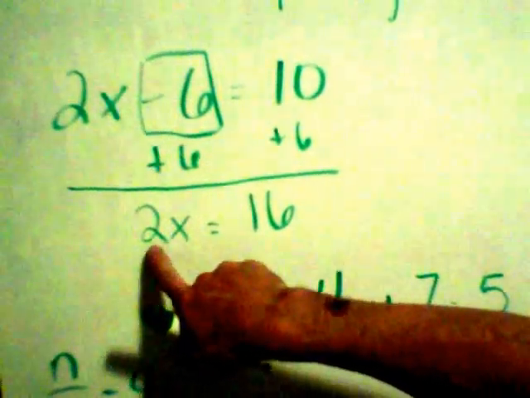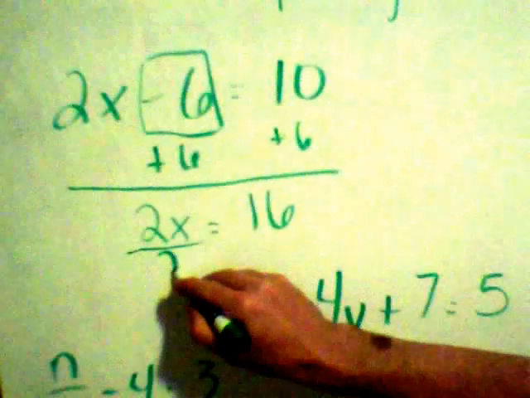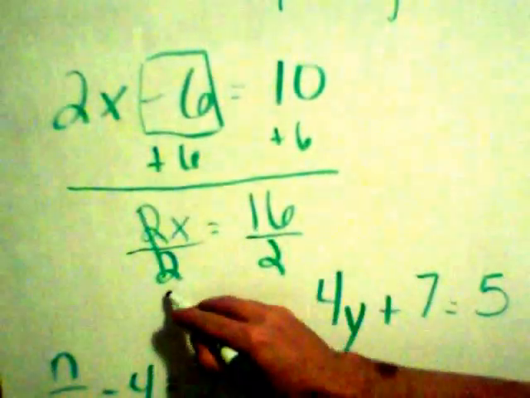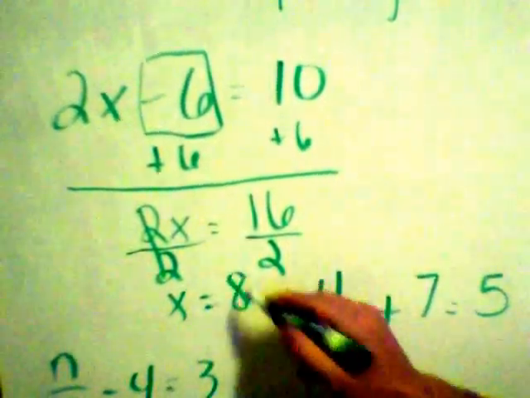So the way to get rid of 2 times x is to divide by 2. And if I divide both sides by 2, the 2's cancel out and leaves me with just x. 16 divided by 2 is 8.